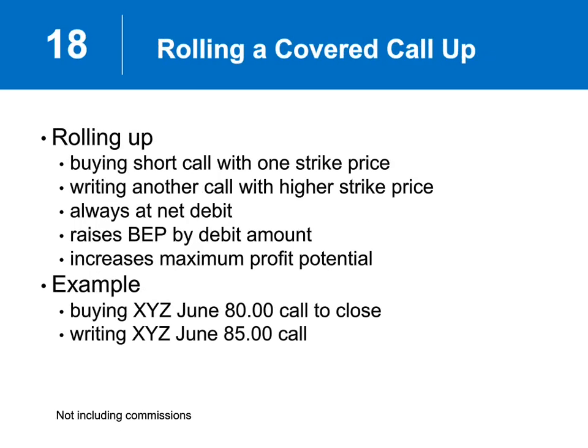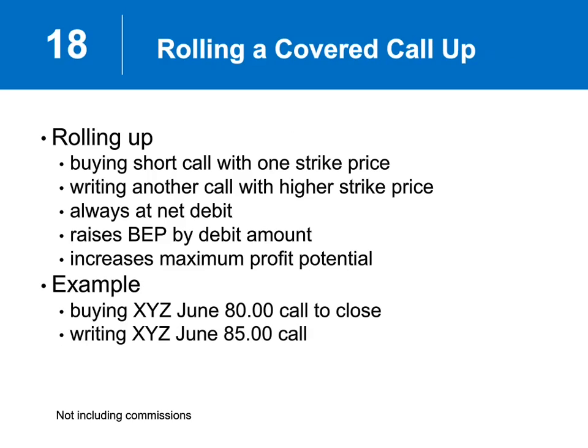So rolling a covered call up, when we talk about that, it's really very, very straightforward. We buy back a short call with one strike and write another one with a higher strike. So the terminology is just rolling up. It's always a net debit because in essence we're doing a vertical call spread, but closing down one side and buying the next. We do raise the break-even point by the debit amount, and certainly we increase the maximum profit potential, but we do raise our break-even point as well. So there's a trade-off. And again, that's where having an opinion on the underlying is very important.